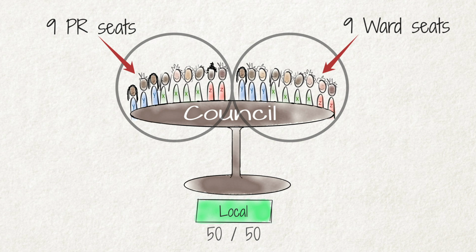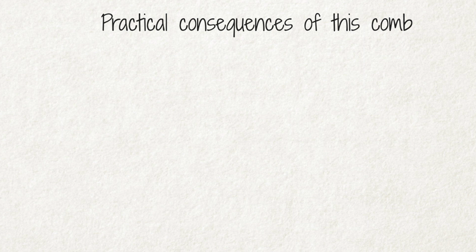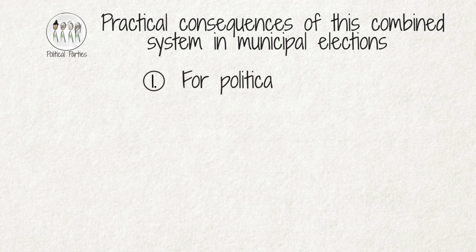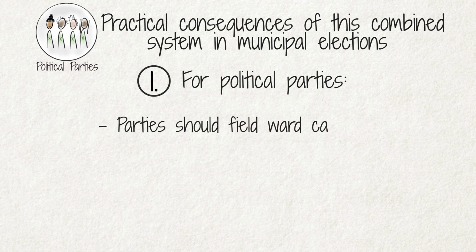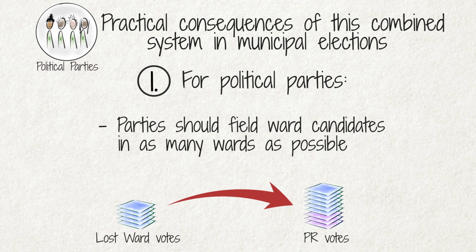This certainly applies to all the votes of all losing parties' candidates, so there are no wasted votes. Practical consequences of this combined system in municipal elections. Political parties should try to field ward candidates in as many wards as possible, even in wards where they think they can never win, because even the votes for a losing ward candidate will still help that party.